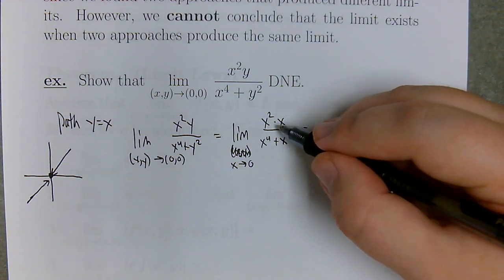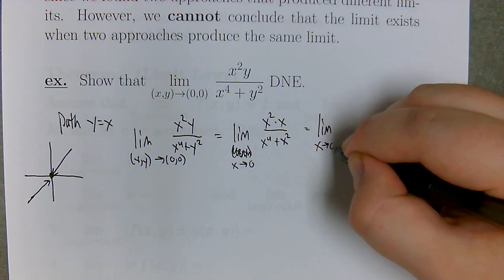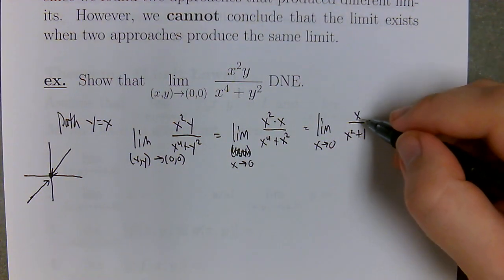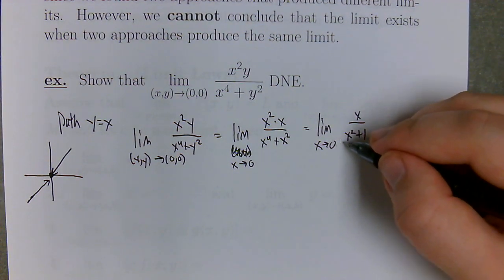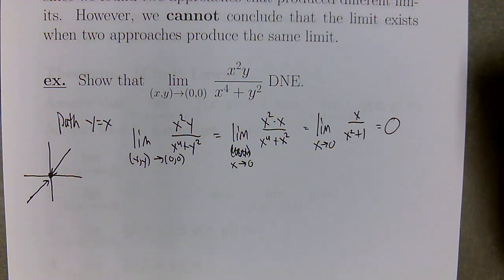All right. I know I can divide at least an x squared out of all of these, so I'll do so. And I have x over x squared plus 1. And then this is a continuous function at 0, so we can go ahead and just plug in 0. And we end up getting 0 for this.